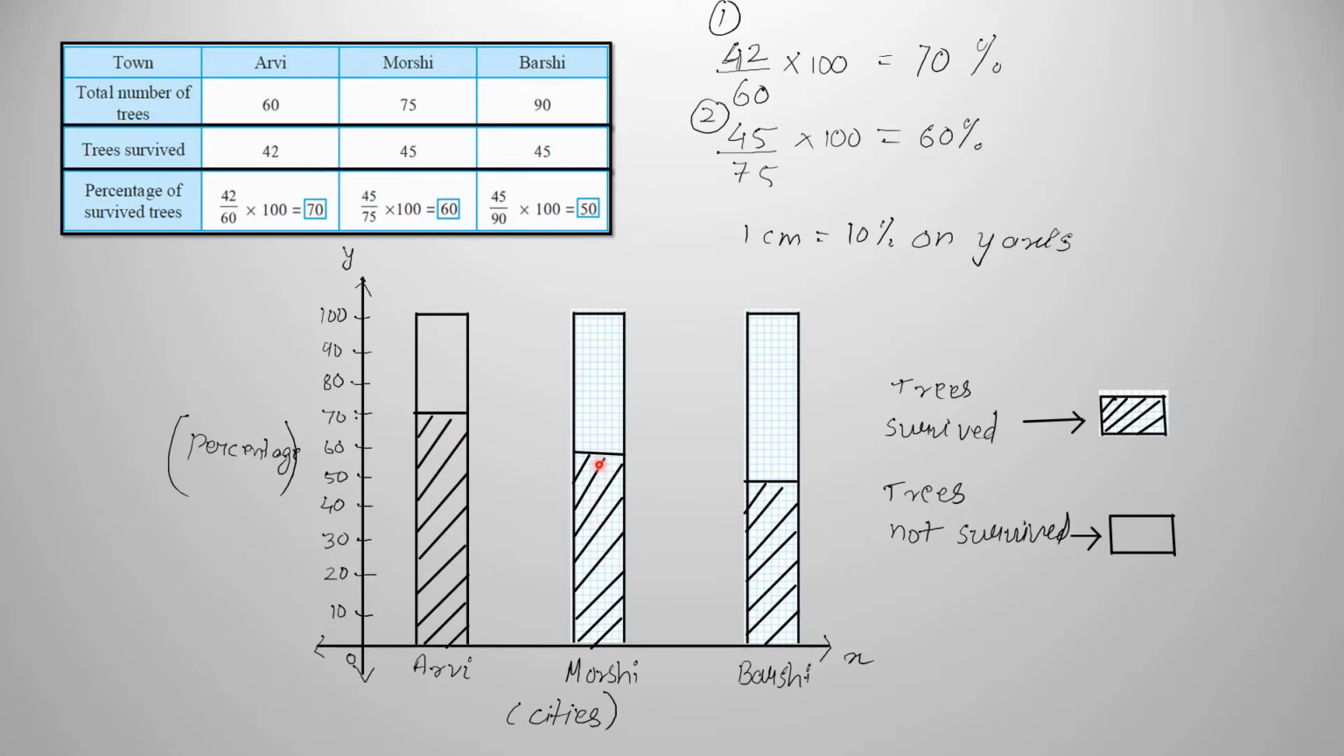Similarly, for Morshi, you mark up to 60. The 60% of trees survived while 40% of trees did not survive. And lastly, since it is 50% for Barshi, you draw a line at 50, and this pattern would represent that 50% of trees survived, and here the remaining 50% of trees did not survive. This is the way we draw a percentage bar graph.